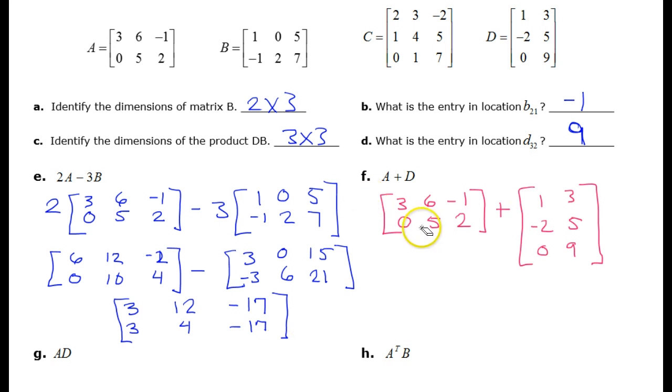For part F, we are to add A plus D, but this is going to be not possible because the dimensions have to be the same. This is a 2 by 3 matrix, while this is a 3 by 2 matrix. The dimensions are not the same, so it can't be done.